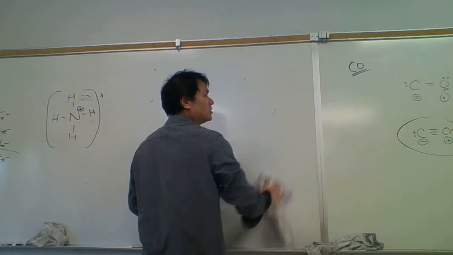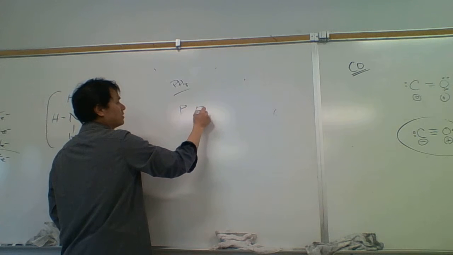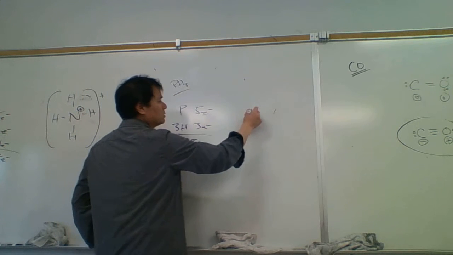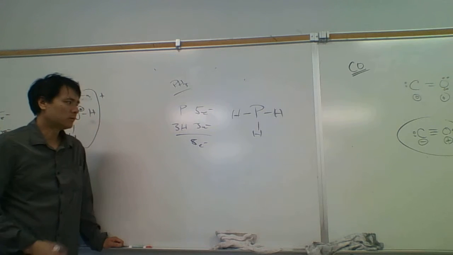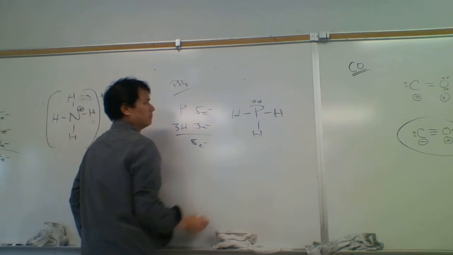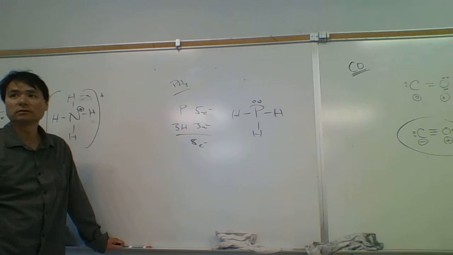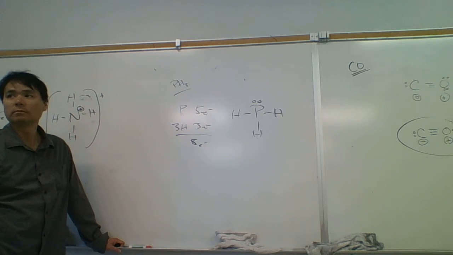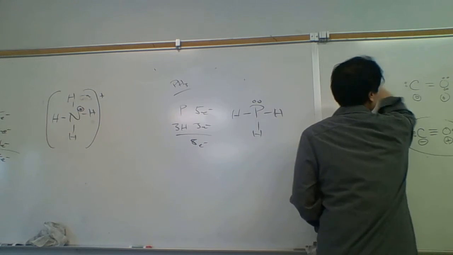Let's take a look at the next one, PH3. PH3 is phosphine. Phosphorus is 5 electrons, and 3 hydrogens is 3. So again, this is going to be 8 electrons. And so we'll put phosphorus and then 3 hydrogens bonded to it. And then we'll complete the octet with one pair. So when we do that, we have 8 electrons. And what are the formal charges here? They're all 0. That's correct. There's no formal charges there.